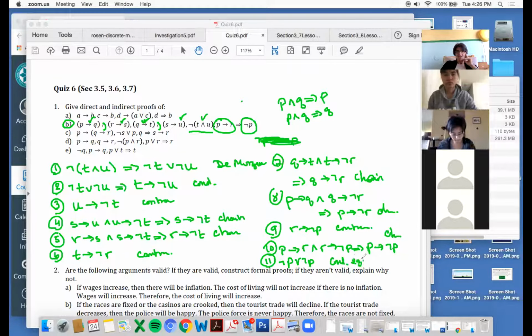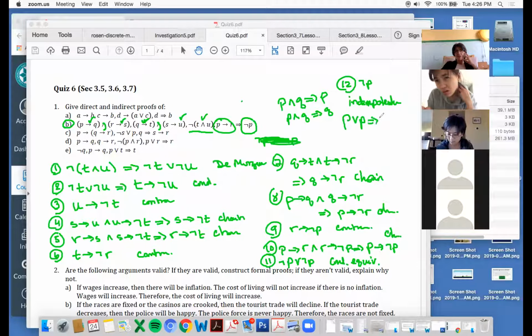Conditional equivalence. All right, and number 12 is going to be, if I have a proposition or the proposition itself, this is the idempotent law. That says if I have P or P, this implies P. So that's the idempotent law. So if I have not P or not P, that's going to imply not P. So that's the conclusion right there.